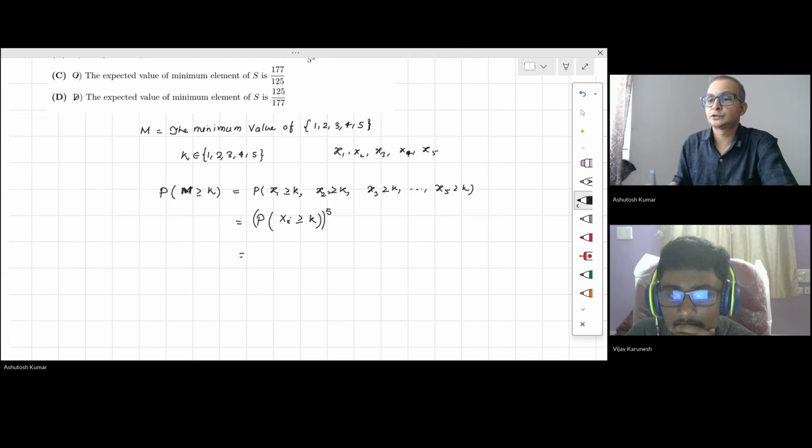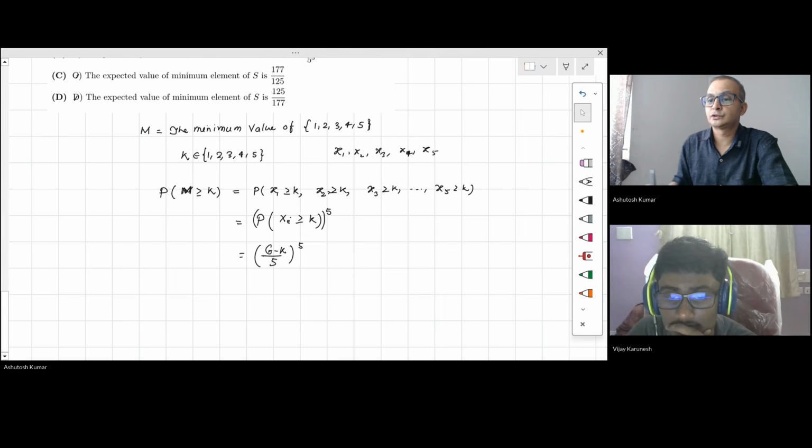It means this number is 6 minus k, and you are finding the probability. So tell me what to write in the denominator. 5 to the power of 5, since you're selecting only one. Yes. Now this is the probability of the minimum being at least k.